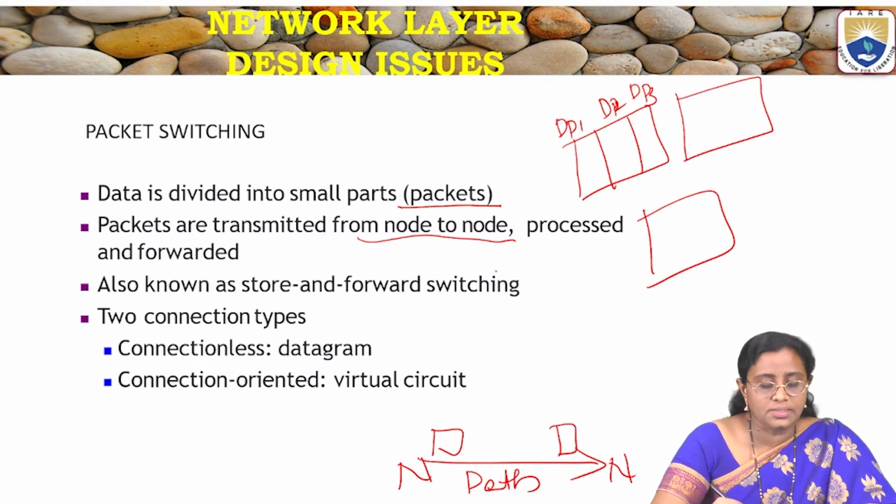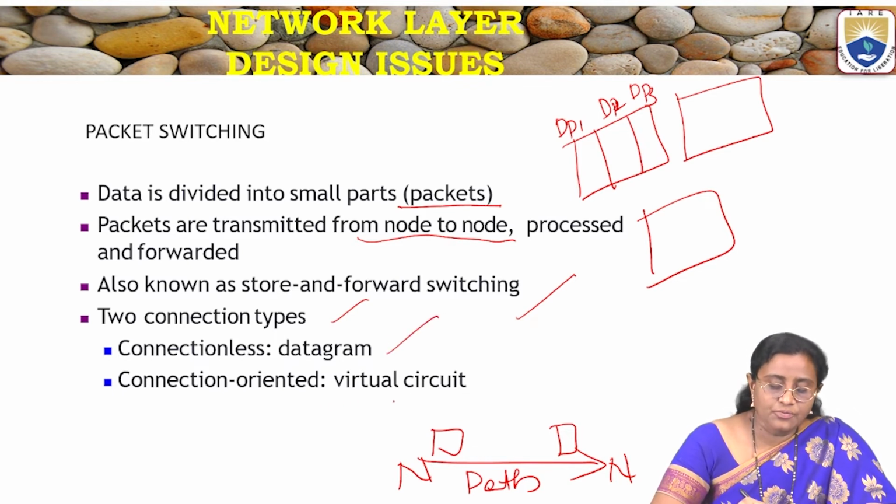The third point is that it is also known as store and forward switching. Why? Because it will have two types of connection. The first one is the connectionless datagram. The second one is the connection oriented datagram, which we can call a virtual circuit.